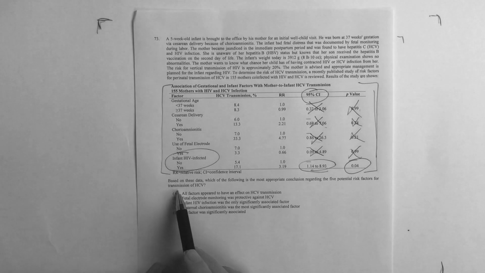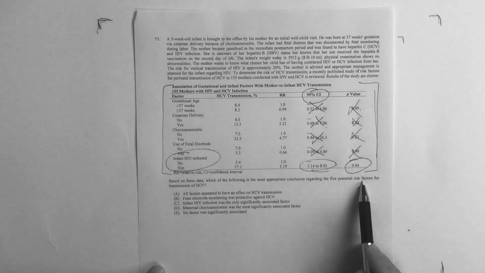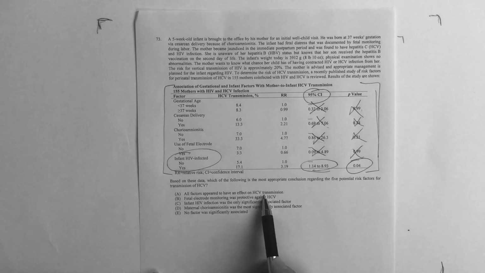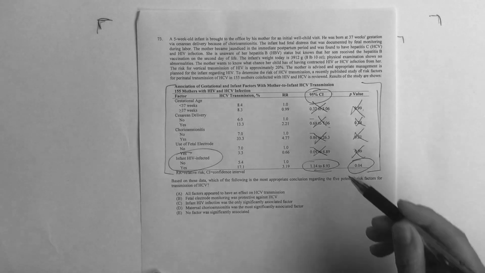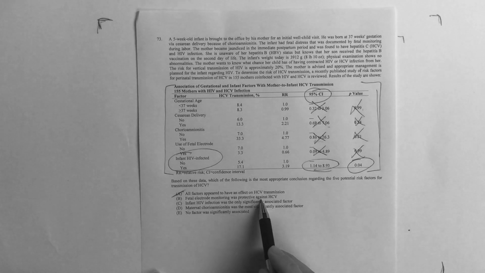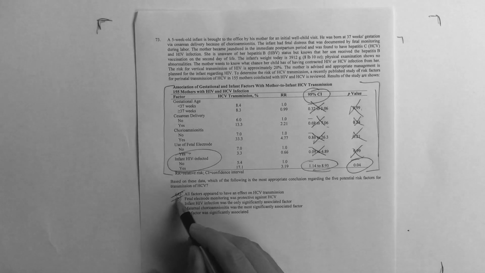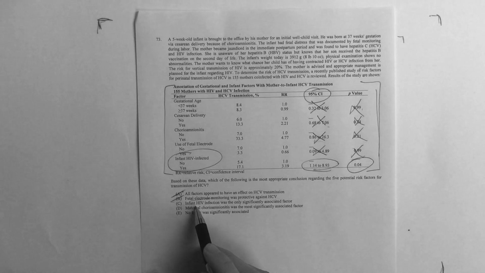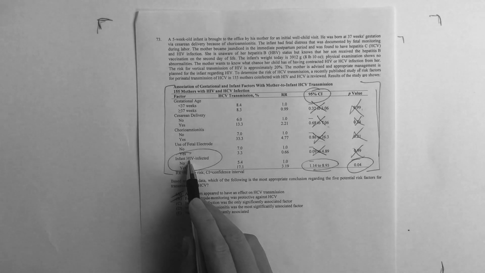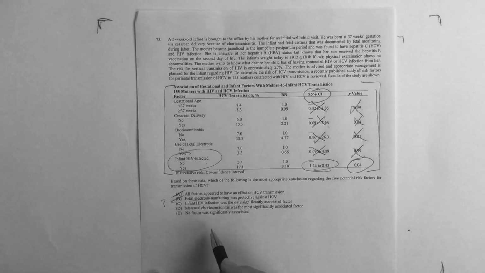So look at the question. Based on these data, which of the following is the most appropriate conclusion regarding the 5 potential risk factors for the transmission of HCV? All factors appear to have an effect. You can't really say that, right? Some of the information was garbage. Fetal electrode monitoring was protective. Again, it crossed zero. I don't like any of the data that talks about that. Infant HIV infection was the only significant associated factor. Okay, and compared to all this data, that looks like it's a possibility.